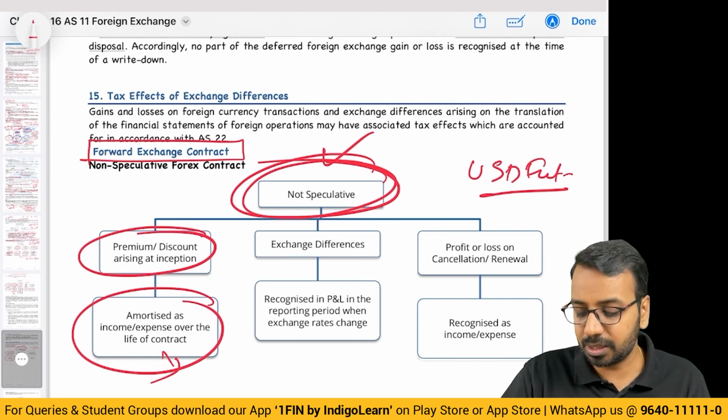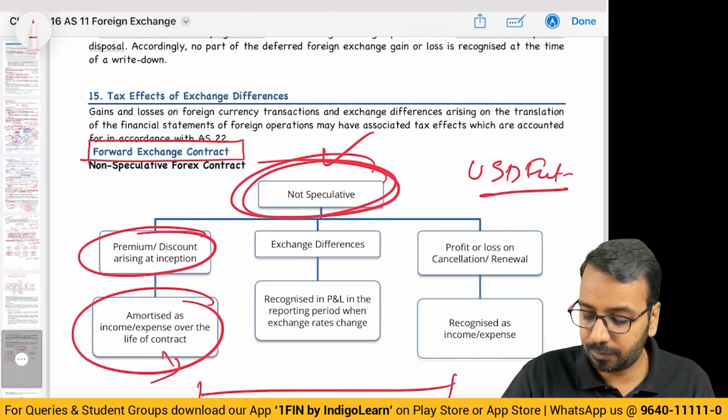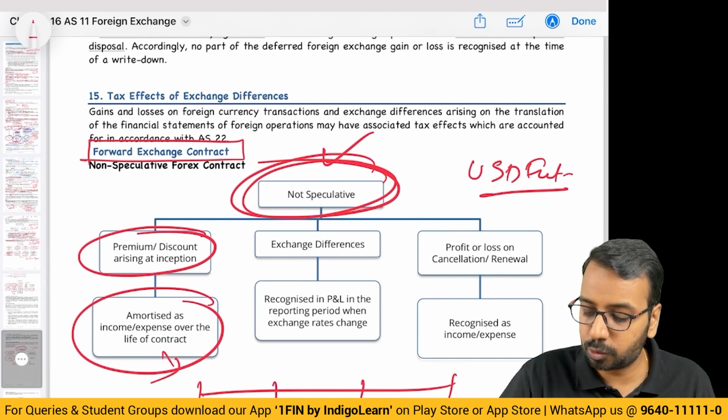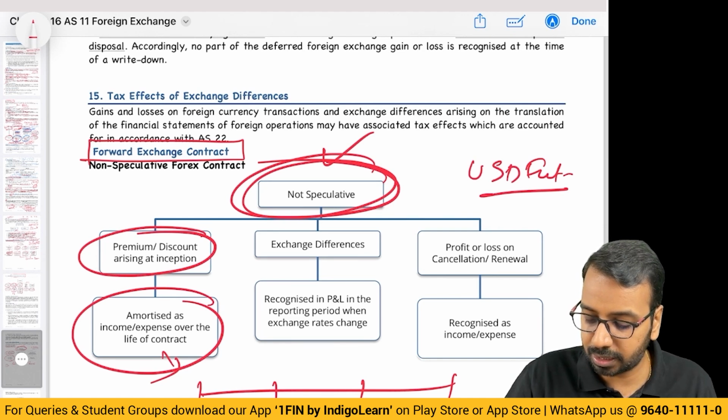Now, if it is non-speculative, the premium and discount at inception should be amortized over the life of the contract. Means, for example, if it is 3 months, 1st of February 25, settlement happens on 30th of April of 25. It is 3 months, 1, 2, 3. Premium is, let us say, $1 into 10,000.